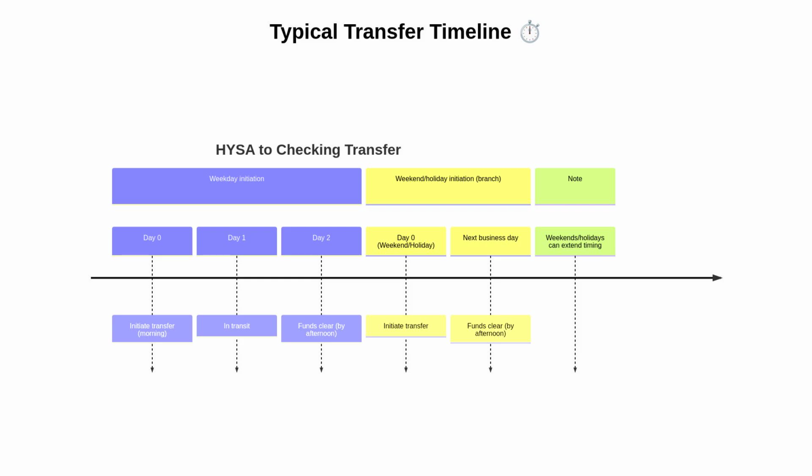Meanwhile, this timeline shows a typical transfer window from a high-yield savings account to a checking account. If you initiate a transfer on day 0 in the morning, the funds are commonly in transit on day 1 and available by the afternoon of day 2. However, if you begin the transfer on a Friday evening or during a holiday, final availability may be pushed to the next business day. The key takeaway is to initiate transfers early enough that delays do not affect your obligations.